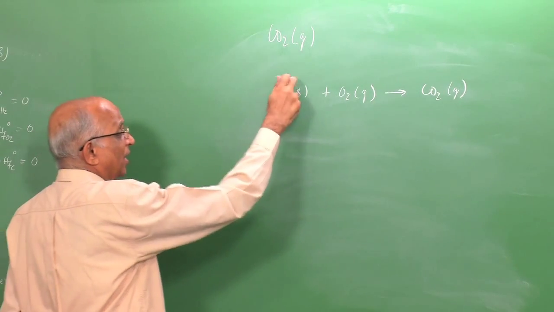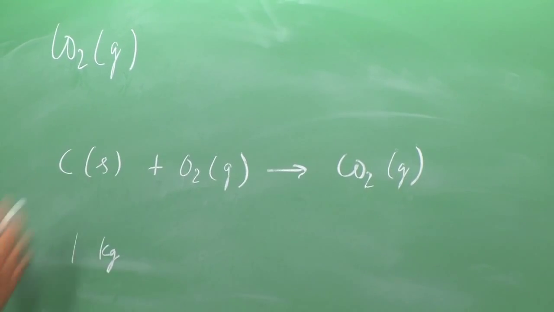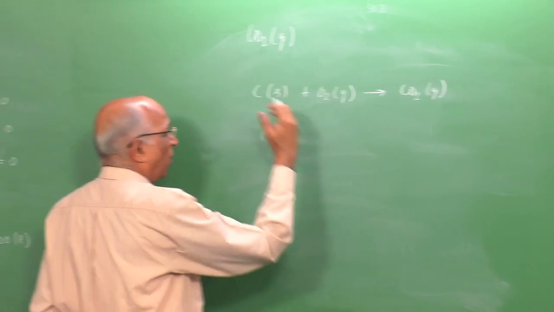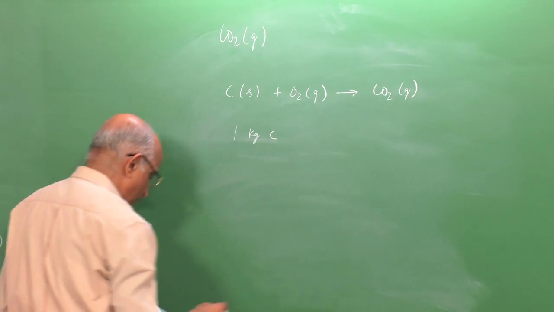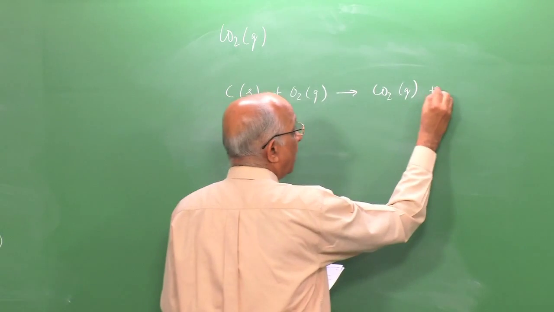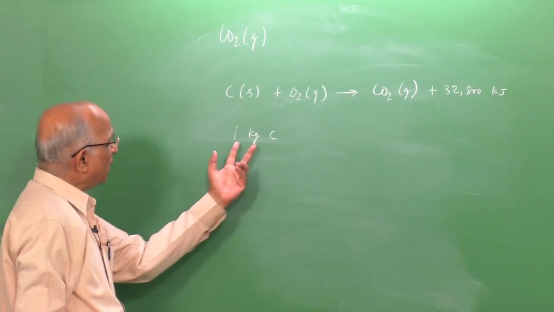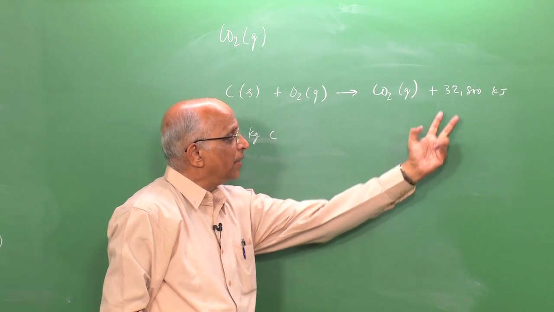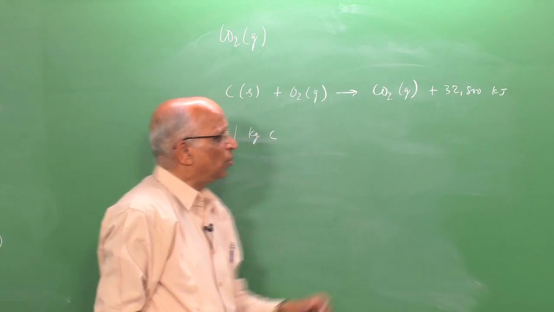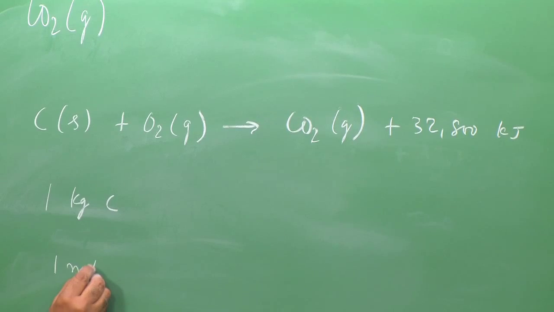Well, these are elements, but I also know that if I take 1 kilogram of carbon and burn it in oxygen or air, the heat generated in this particular reaction is something like 32,800 kilojoules. That means, if I burn 1 kilogram of carbon with oxygen to form carbon dioxide, the energy liberated is 32,800 kilojoules.